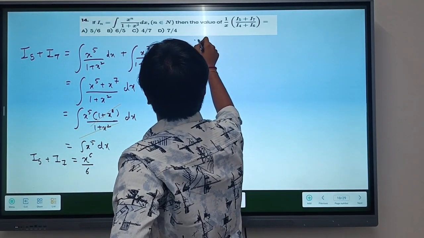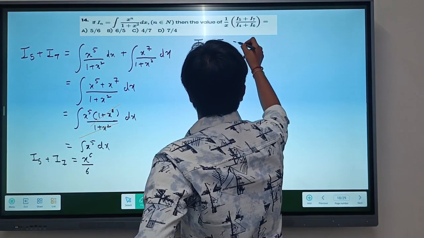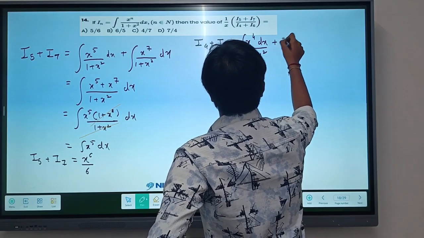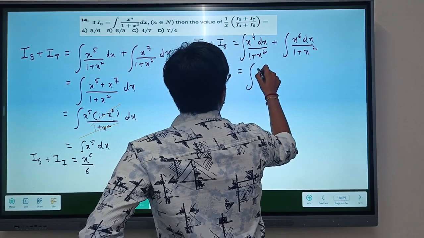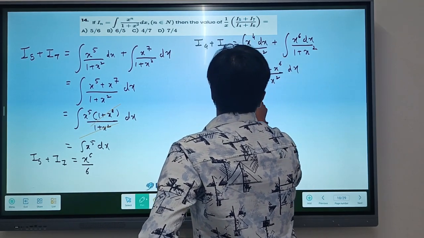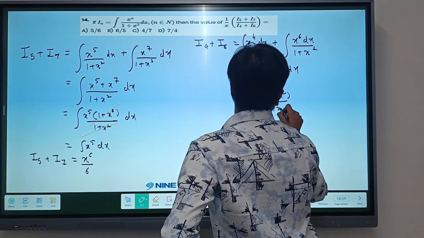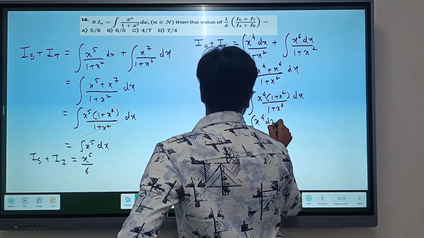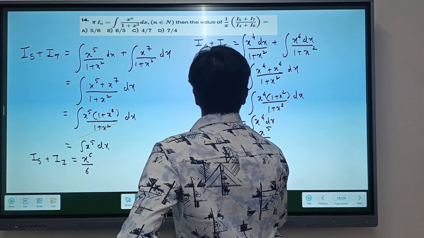And what is the value of I4 plus I6? The value of I4 plus I6 would be integration x power 4 dx divided by 1 plus x square plus integration x power 6 dx divided by 1 plus x square. So add both of them: x power 4 plus x power 6 divided by 1 plus x square dx. So this will be equal to, take x power 4 common, 1 plus x square into 1 divided by 1 plus x square dx. 1 plus x square, 1 plus x square cancel. So we get integration x power 4 dx, which is x power 5 by 5. This is I4 plus I6.